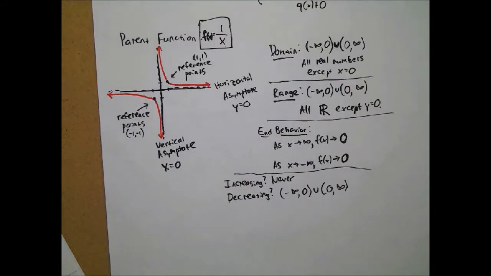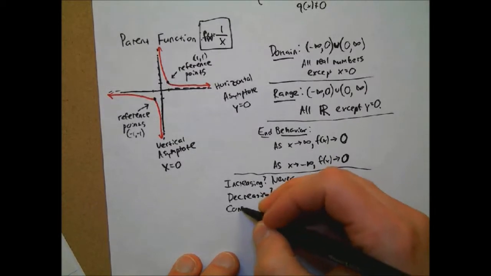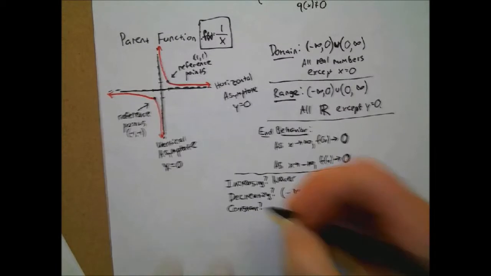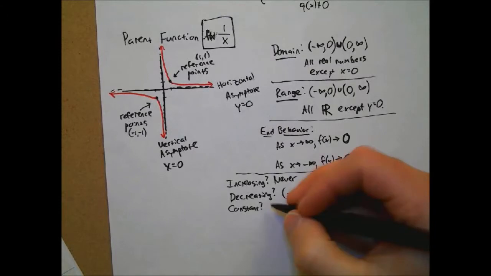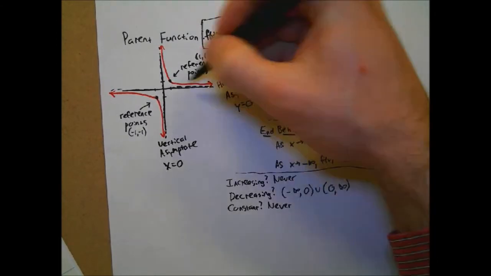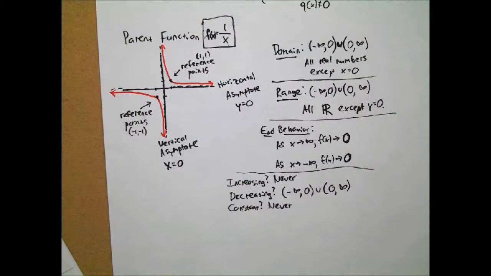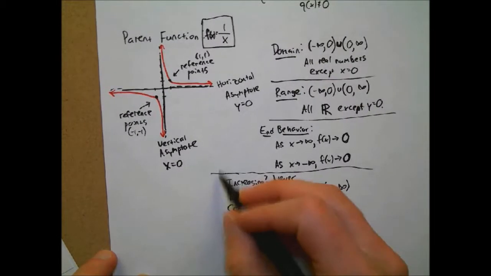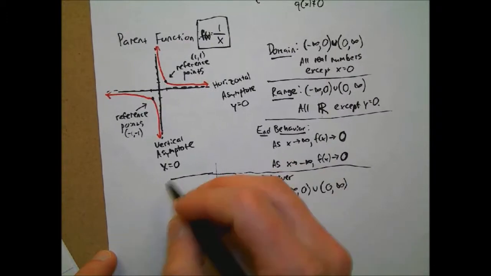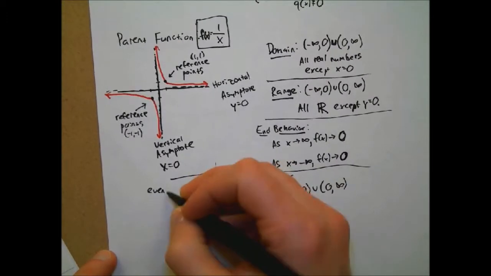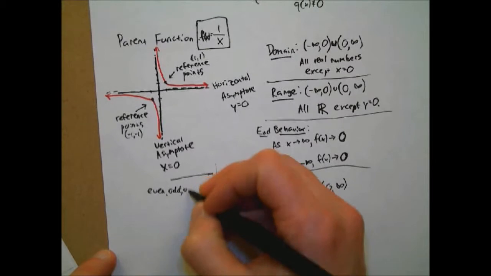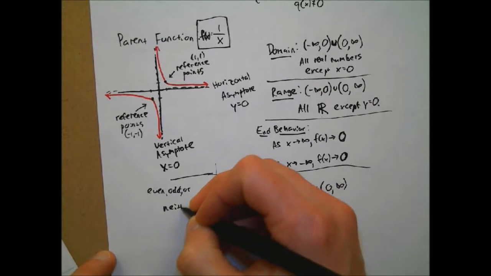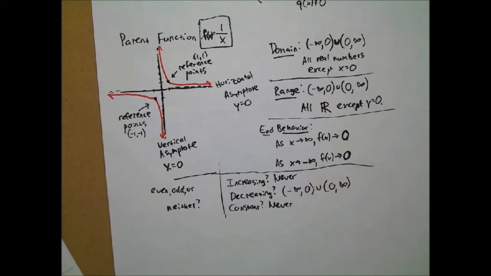All right, is it ever constant? Nope. Okay, it gets awfully close. It looks pretty flat here, but no, we're still decreasing the whole way through. All right, one more question here about analyzing the function. Is it even, odd, or neither? Okay, Gio says neither. We're all in agreement with that? Even, odd, or neither?